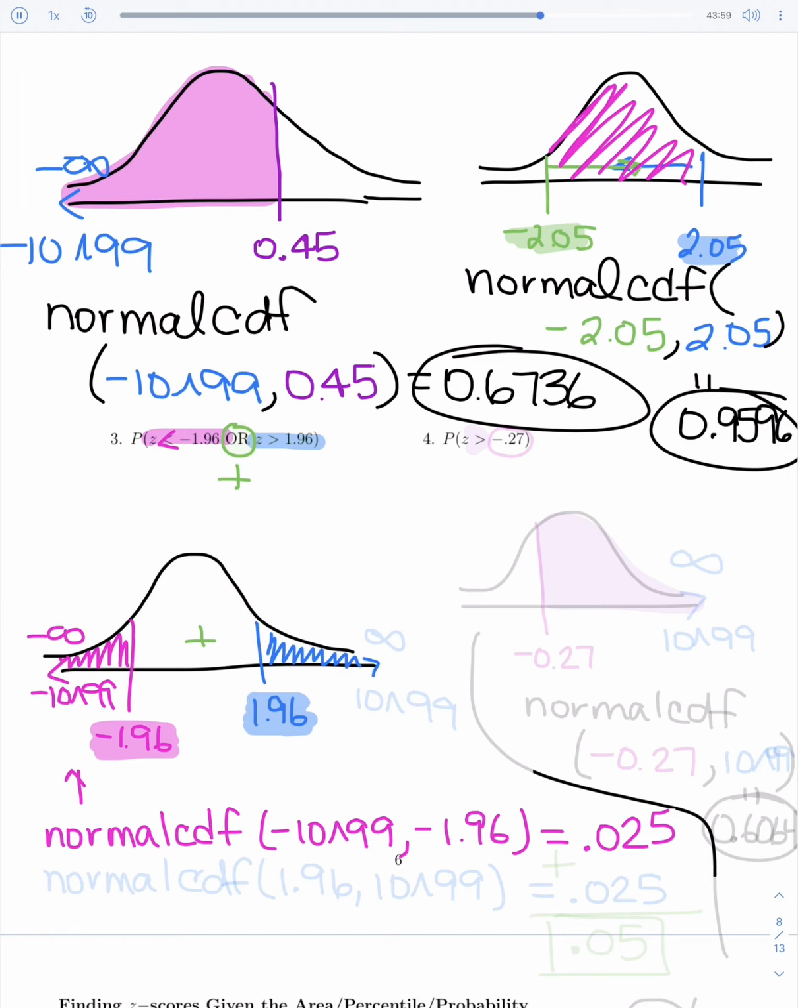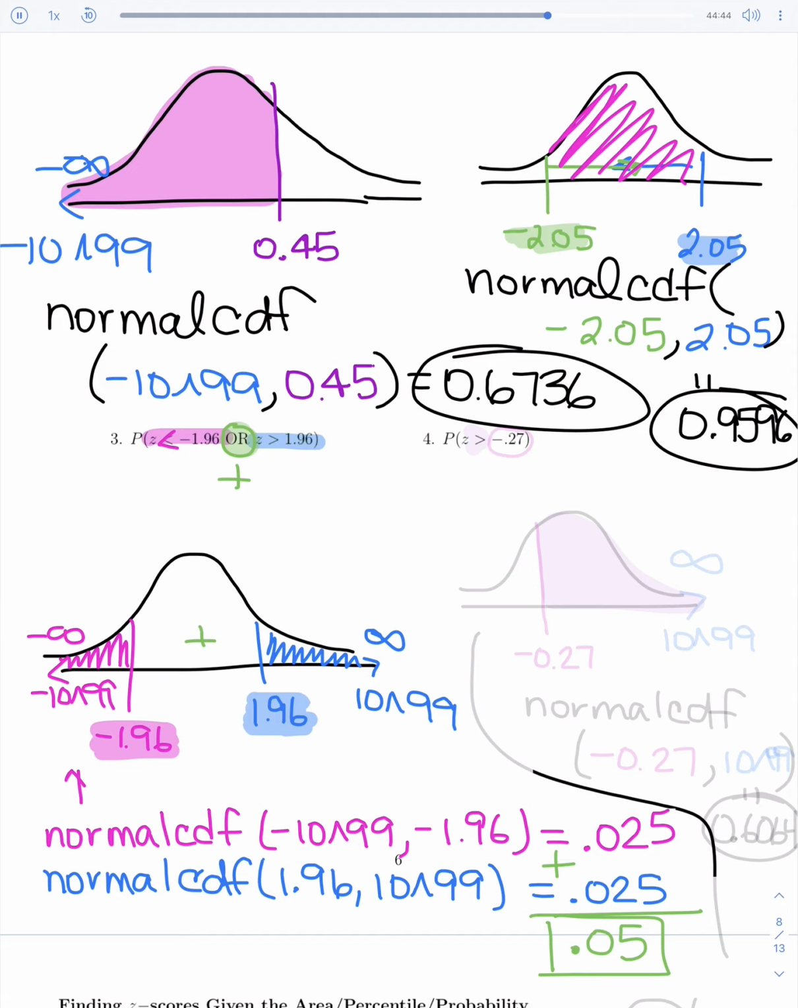Now, had you decided to do the same thing for the right-hand side, you could. You just don't have a right end. You'd use your positive infinity. So instead of that, you'd do 10 to the 99th. You'd do another normal CDF of, this time starting at a positive 1.96 and going up to positive 10 to the 99th, and you'd get the same value of 0.025. But remember, this was a case of or. So I need to take these two pieces and either take one of them and multiply them by 2, or take them separately, add them up, and because they're the same, it will end up being 0.05 is your probability.